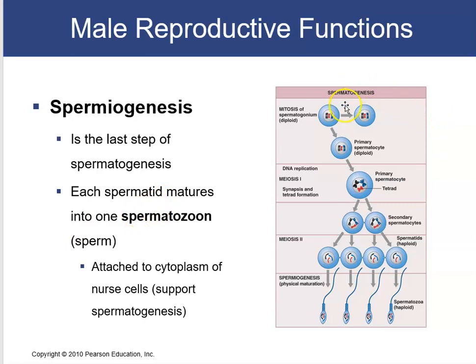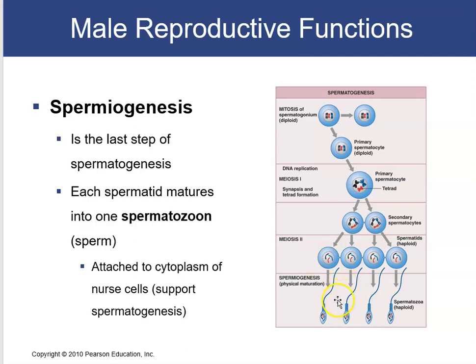This is showing the process here. Here's our spermatogonia that undergo mitosis, and they will produce two daughter cells. One stays behind, the other moves on to become a primary spermatocyte. This primary spermatocyte enters into meiosis, forming a secondary spermatocyte, ultimately two spermatids. These spermatids technically are sperm, but notice they do not look like sperm.